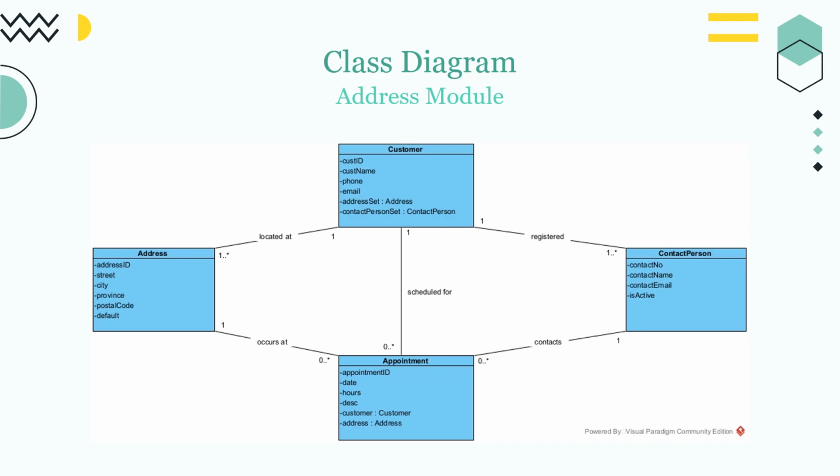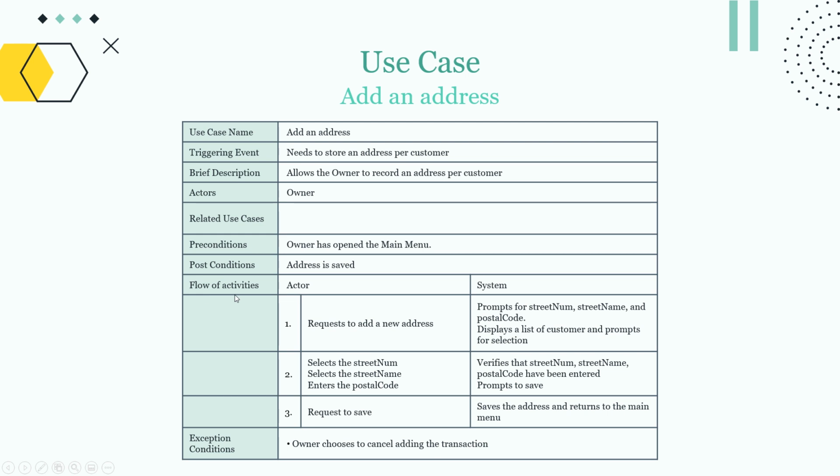The class diagram consists of 4 objects. The crucial one is the customer, and each customer can have a list of addresses, and similar to that, each customer can have a list of contact persons, and a customer can place an appointment, and the appointment must have an address and must have a contact person, and this address could come from the address set. Also, it could come from creating a new address, and the contact person is very similar to the address object.